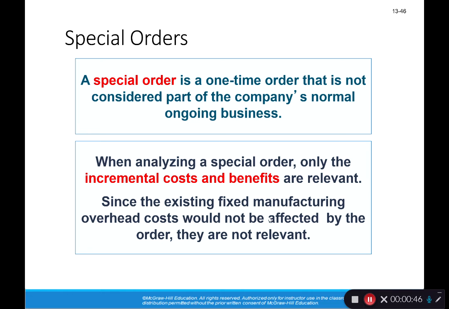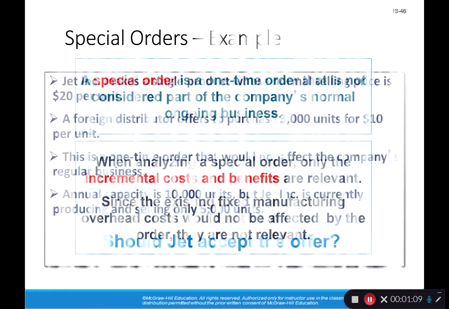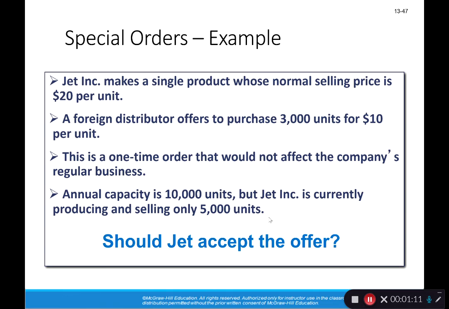When analyzing a special order, we only want to figure out the incremental cost versus the incremental benefits. So how much extra is it going to cost me to make the items for the special order versus how much money am I going to get from the special order? The existing fixed overhead costs that aren't affected are not relevant, and if you include them, you're going to come to the wrong decision. Let's look at our example.